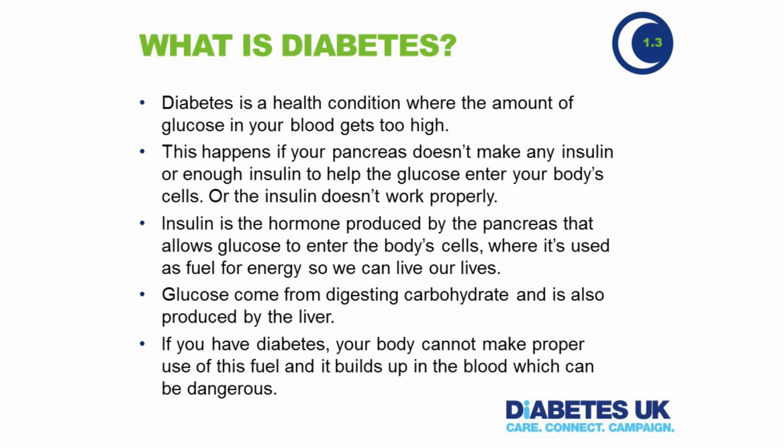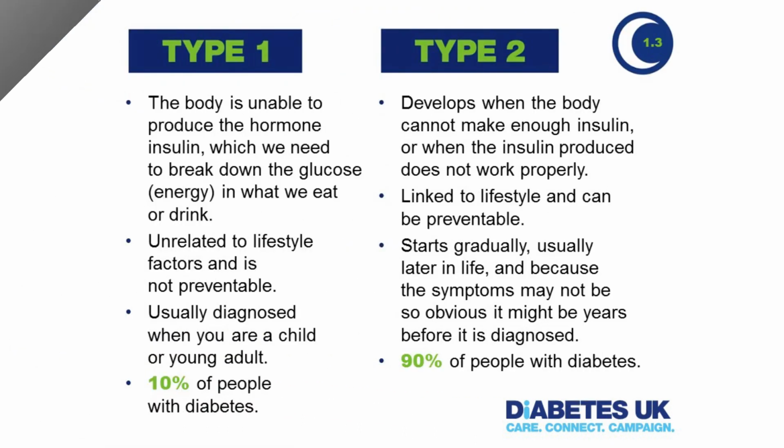Insulin is a hormone produced by the pancreas that allows glucose to enter the body's cells, where it's used as fuel for energy so we can work, play, and generally live our lives. It's vital for life. Glucose comes from digesting carbohydrates, which I'll talk more about later, and it's also produced by the liver. If you have diabetes, your body cannot make proper use of this fuel, so it builds up in the blood, which can be dangerous. There are 2 types of diabetes.